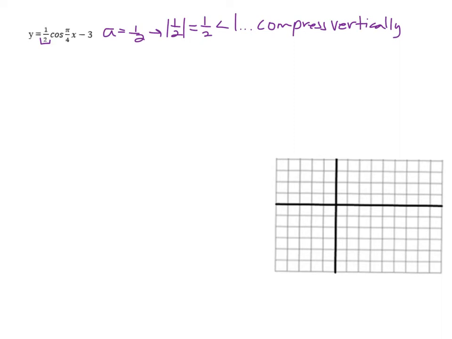And then we have b, oh goodness, is pi over 4. So if we think about what kind of number pi over 4 is, 3.14 divided by 4 is approximately 0.8. And that's also technically less than 1. But instead of compressing vertically, this graph is going to stretch horizontally because it always does the opposite. And we'll show why in our table.